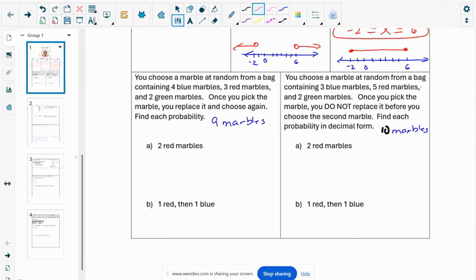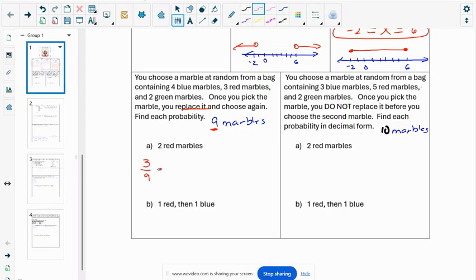All right, let's take a look at some probability. So it says you choose a marble at random from a bag containing 4 blue marbles, 3 red marbles, and 2 green. So there's a total of 9. Once you pick the marble, you replace it and choose again. So the first one, there's 9 marbles. I want to pick a red one, which is 3 over 9.